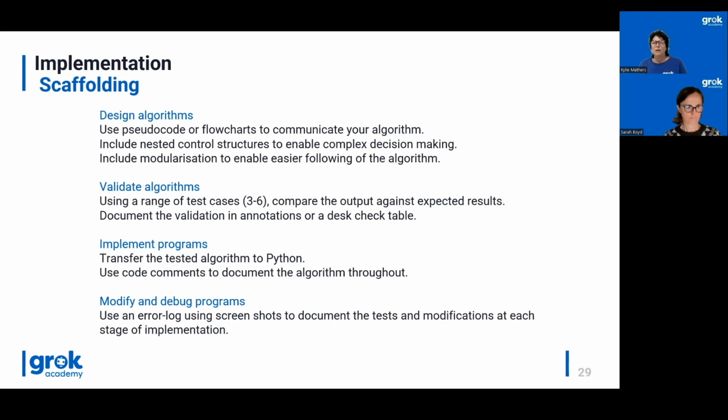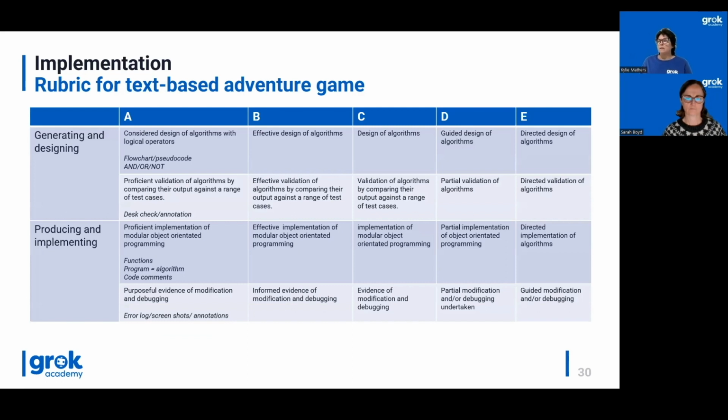An example on the next page is a rubric that might address the adventure game. So you would have some generating and designing being satisfied and some producing and implementing. And in italics there, we've noted some of the items for which you would be looking, some of the evidence that you would be looking at along the way for the students. It's always nice to have a look at how you might assess tasks along the way.